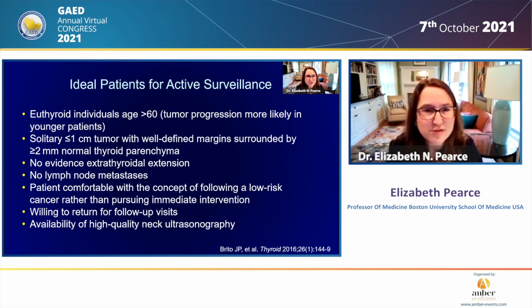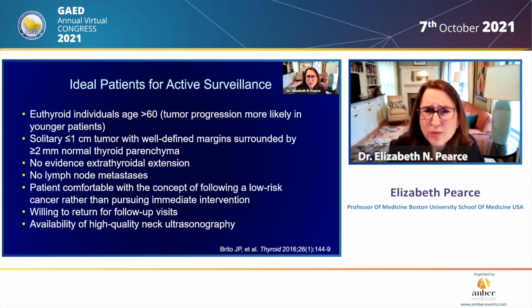Ideally, it would be a tumor that's somewhere in the middle of a thyroid lobe, not right at the edge where it's poised for invasion through the capsule. We would not typically recommend this in patients where there's known evidence of spread based on imaging, so known or suspected lymph node metastases or extrathyroidal extension.